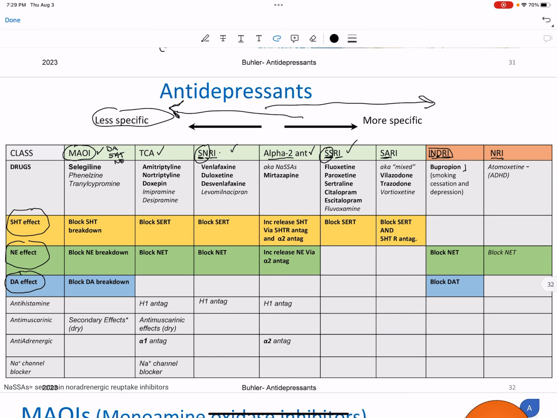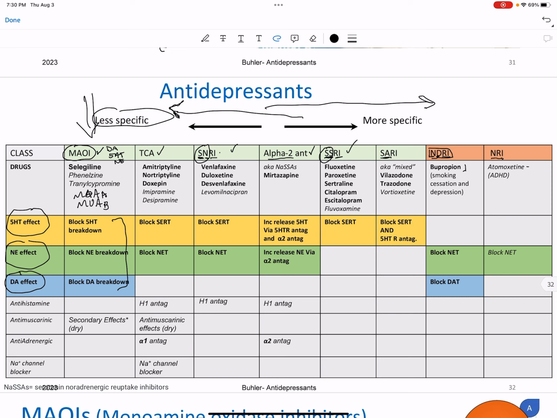So as we're less specific over here, we remember that our monoamine oxidases break down all three of these neurotransmitters. So if you're blocking monoamine oxidases with a pretty high dose, so it blocks monoamine oxidase A and monoamine oxidase B, then you're going to block the breakdown of all three of these. And you're going to have some pretty good increase in all three of these.